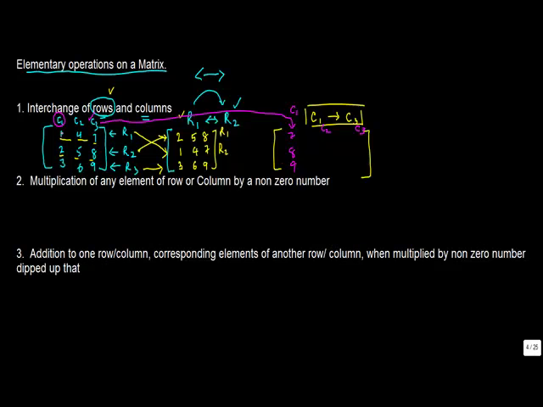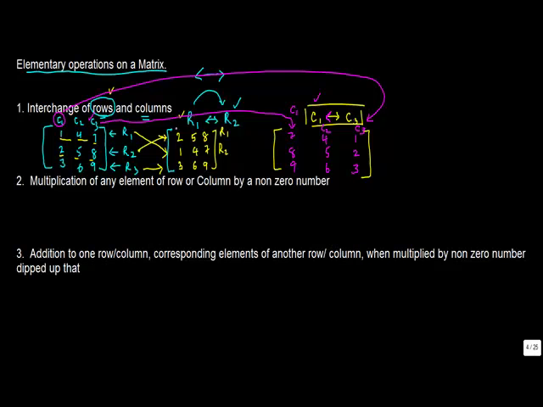Similarly, column 2. Is there some kind of an operation at column 2? No. So it remains as it is. 4, 5, 6. We just put it as it is. Column 3. I'm sorry, this has to be both the sides. Column 3 has to be replaced by column 1. So you put in the value of column 1 at column 3 level. So 1, 2, 3. So this basically is the first operation on rows and columns, where you interchange one row with another row.